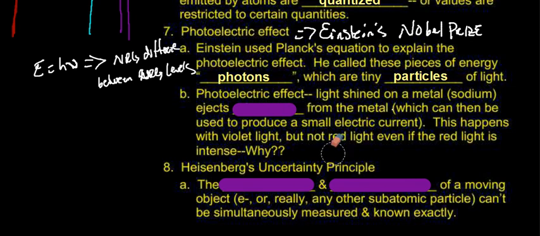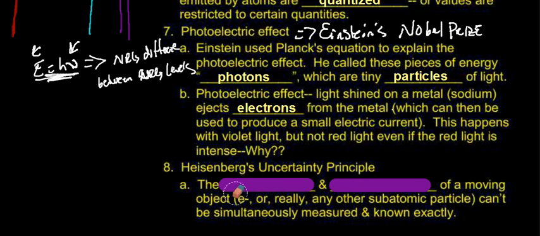The photoelectric effect is when light shines on certain metals, in this case a sodium metal, and it ejects an electron from the metal, which can then be used to produce a small electric current. This happens with violet light, but not red light, even if the red light is intense. And why is that? Because if we come back over here to our formula, the frequency of light is related to the energy. And so if the frequency of light is strong enough, it's going to emit more energy. But if it's not strong enough, then the energy isn't there to eject an electron from the metal.